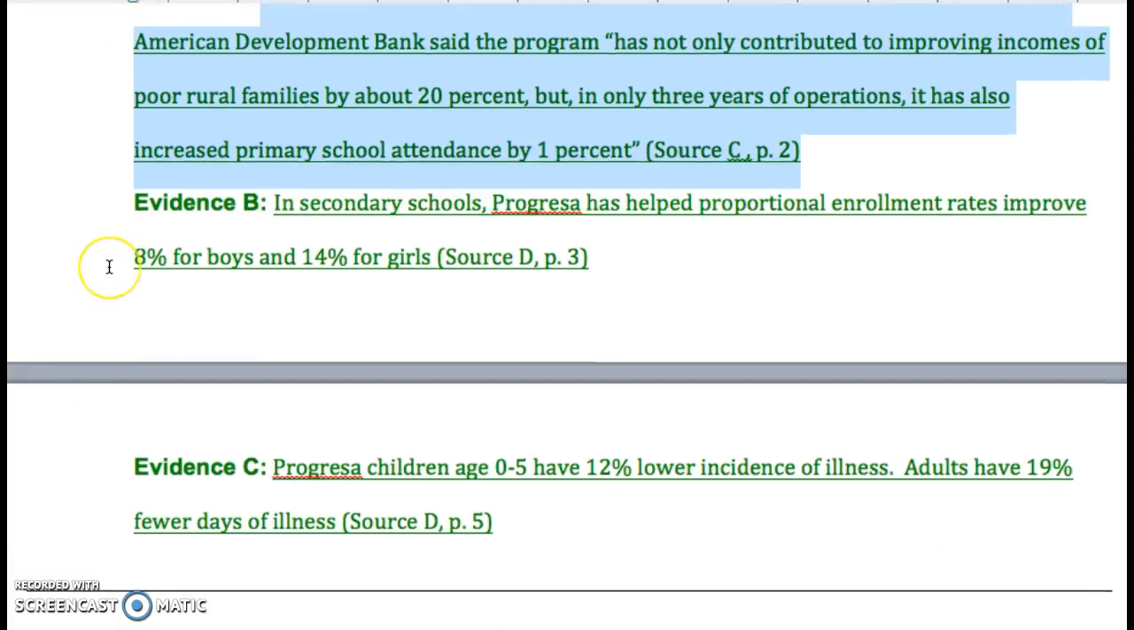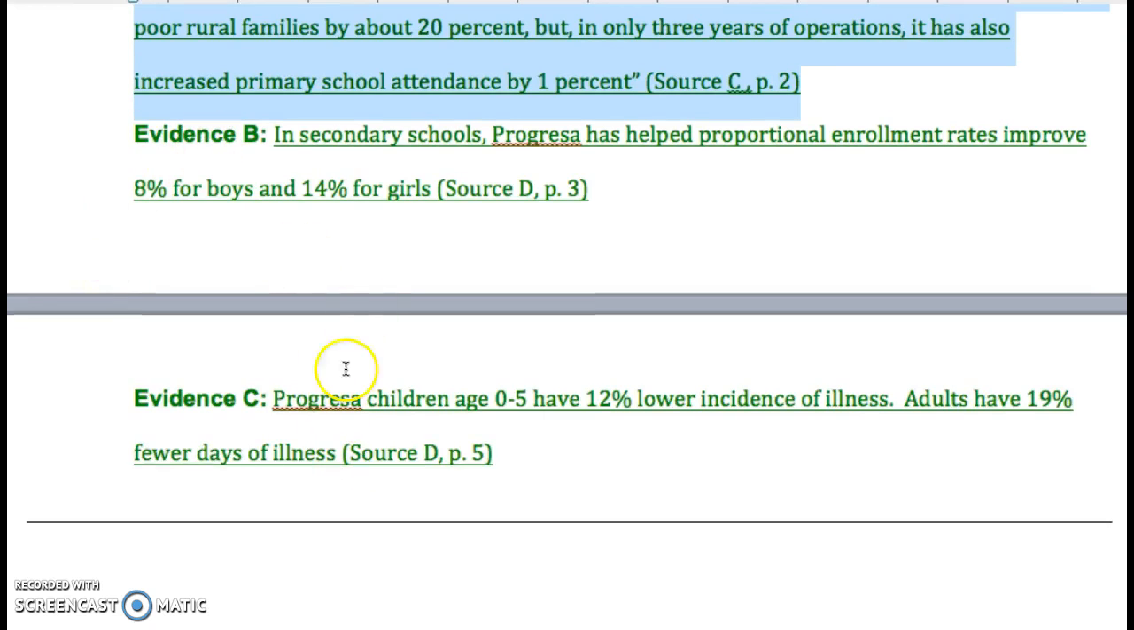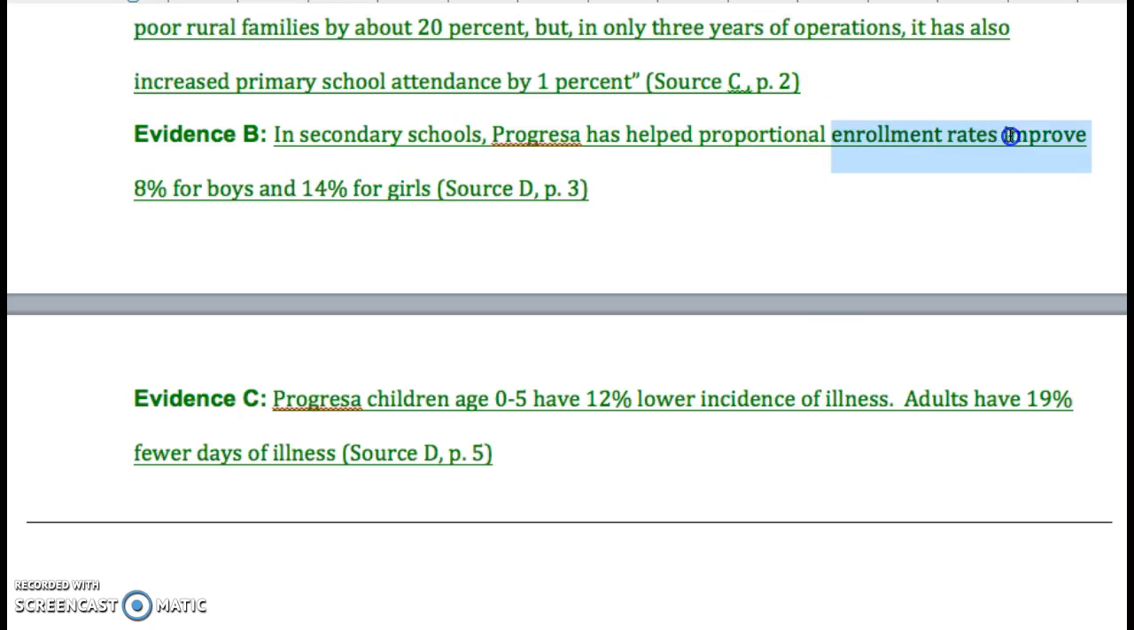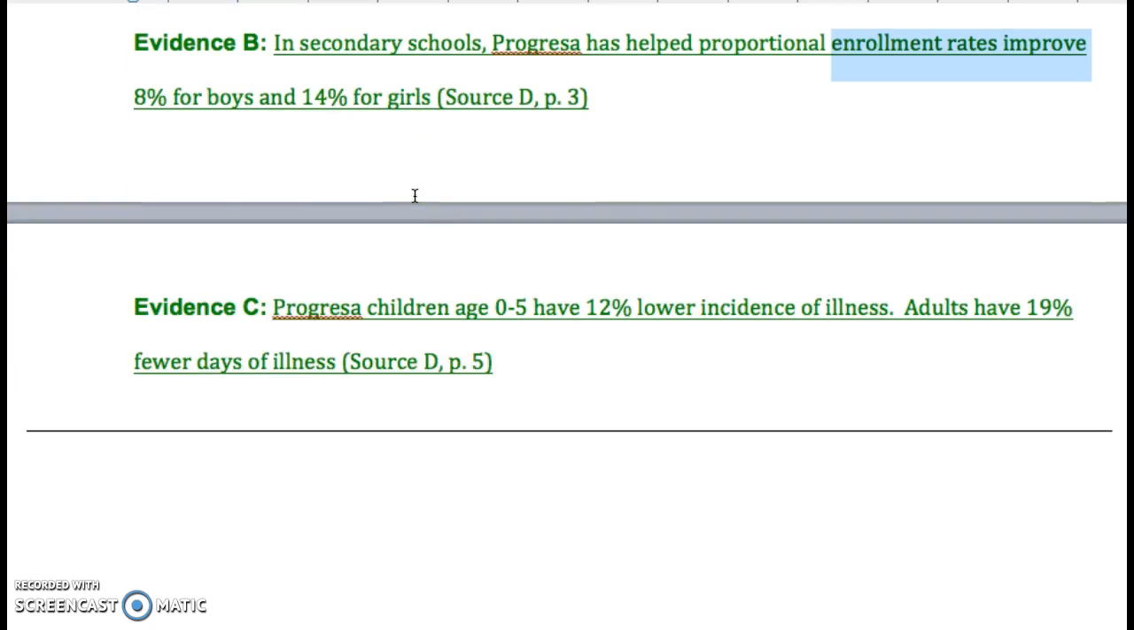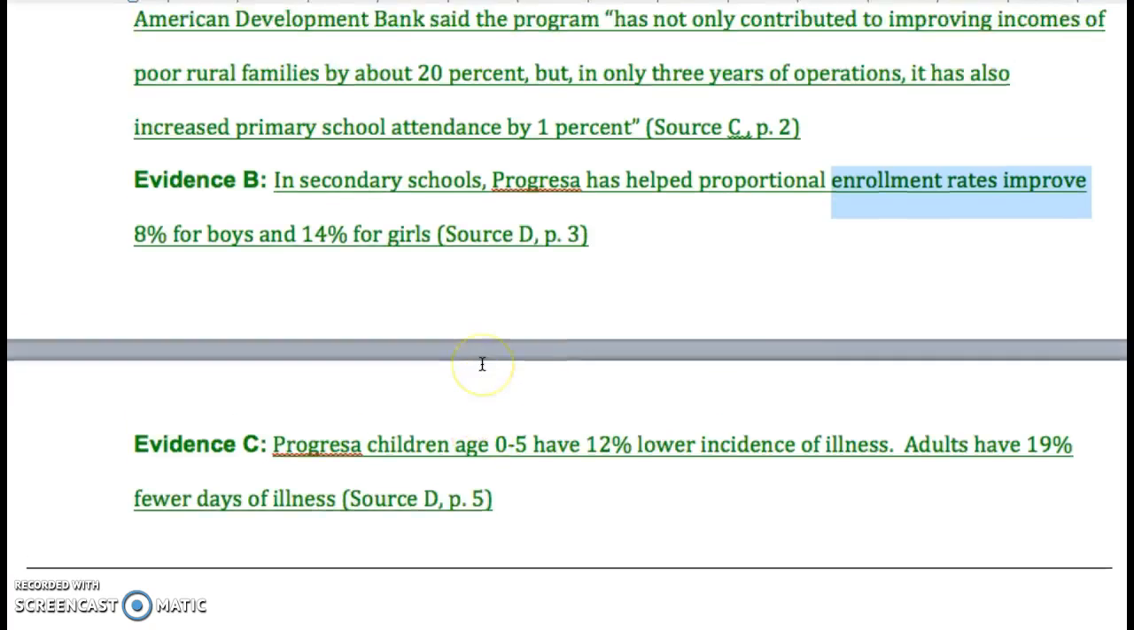Again, when we look at evidence B and C, I've got a fact here about enrollment rates. Enrollment rates for secondary schools, which are middle schools and high schools. That's talking about more boys going to school and 14% more girls going to school. And then we've got evidence C. From children ages 0 to 5, there's less illness. In general, you can see the actual statistics and then the sources listed.